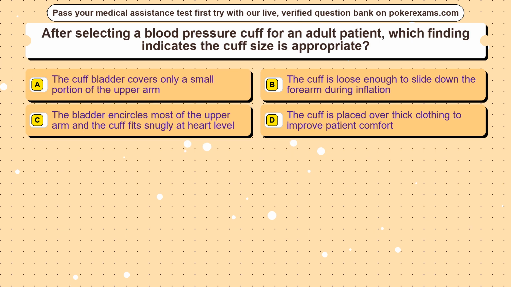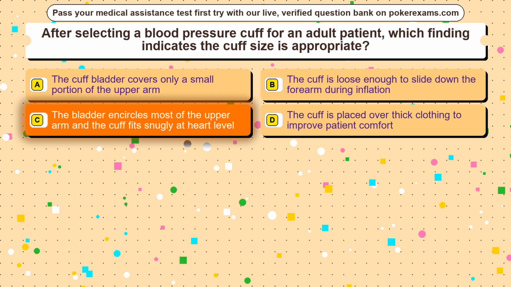Question 49. After selecting a blood pressure cuff for an adult patient, which finding indicates the cuff size is appropriate? Option A. The cuff bladder covers only a small portion of the upper arm. Option B. The cuff is loose enough to slide down the forearm during inflation. Option C. The bladder encircles most of the upper arm and the cuff fits snugly at heart level. Option D. The cuff is placed over thick clothing to improve patient comfort.